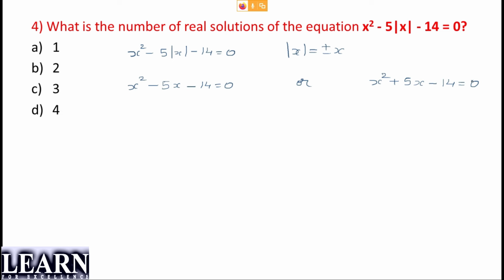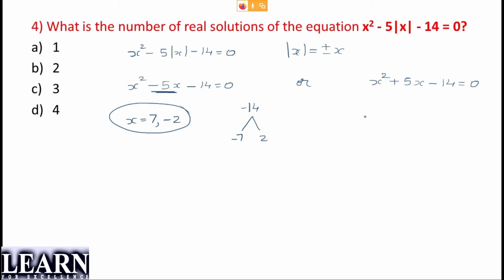Right, minus 5x minus 14 and plus 5x minus 14. Now how to solve this? Can I go with a tree value? It is minus 14 here, so we need to find out the branch value. Of course it should be 7 and 2. Since this is negative, I can say bigger value is negative here. So what is the value of x? X is 7 comma minus 2 in the first case.